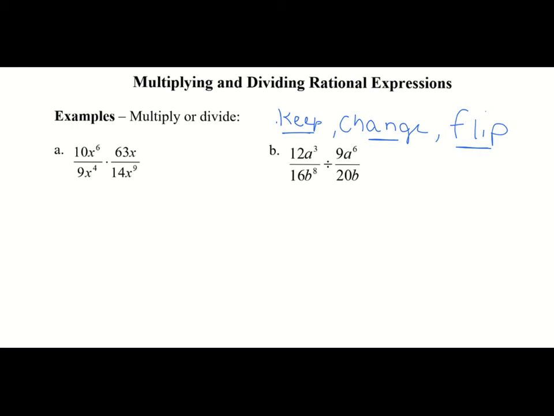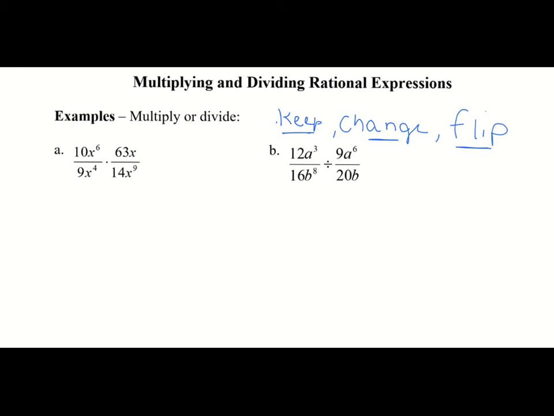Now for A, this one is a little bit hard because it's just 2 monomials to multiply across the top. So you can do it one of 2 ways. You can simplify before you multiply by looking at variables and numbers, or you can just multiply straight across and then simplify, which I sometimes honestly think is a little bit easier.